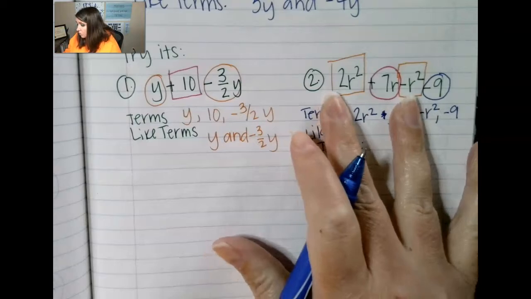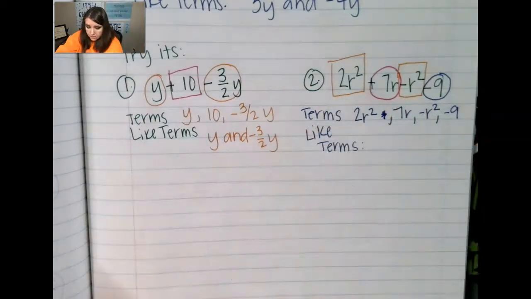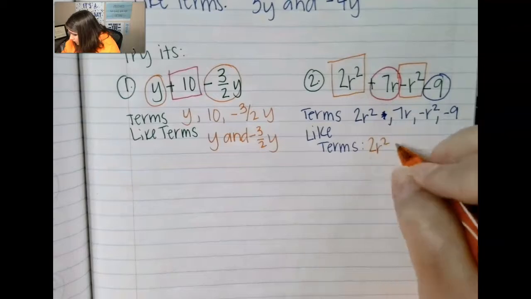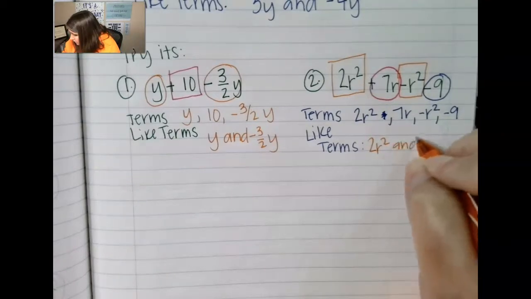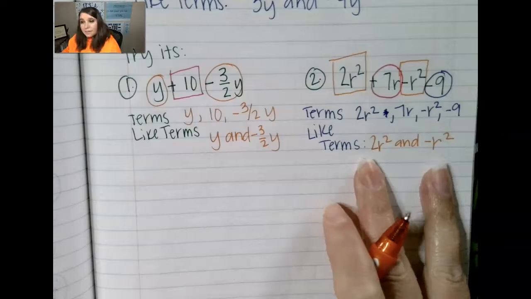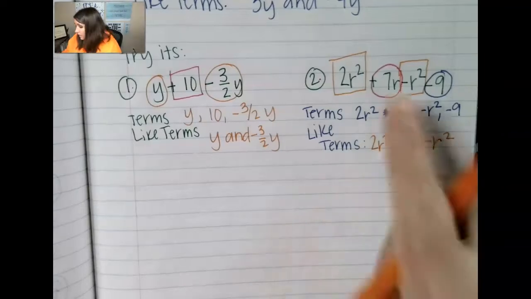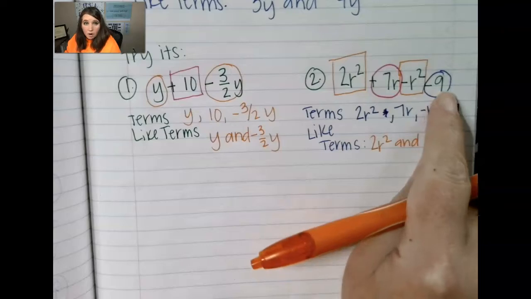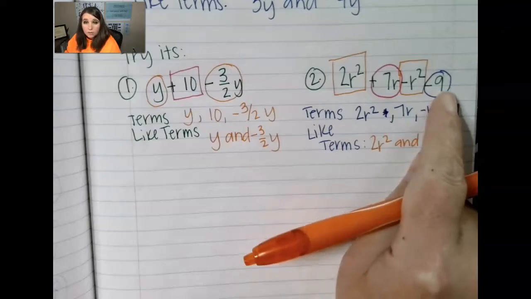We only have two colored. So 2 of the same color there. So 2r squared and -r squared. Those ones are the same because they both have an r squared. This one is not the same. It's only one r, and this one does not have an r at all. So that one doesn't work.